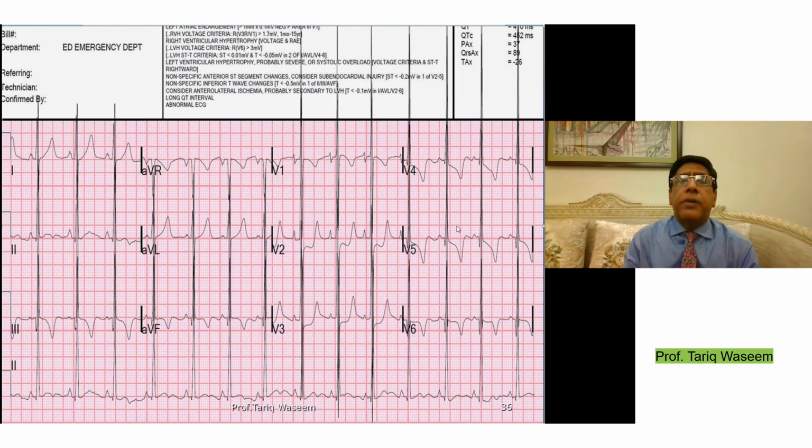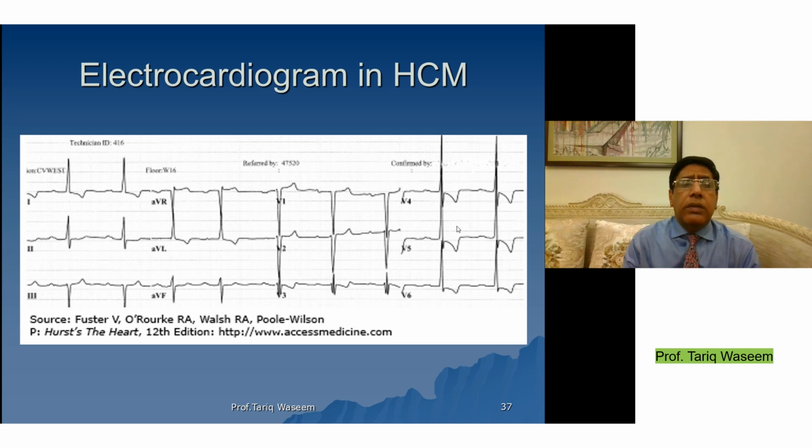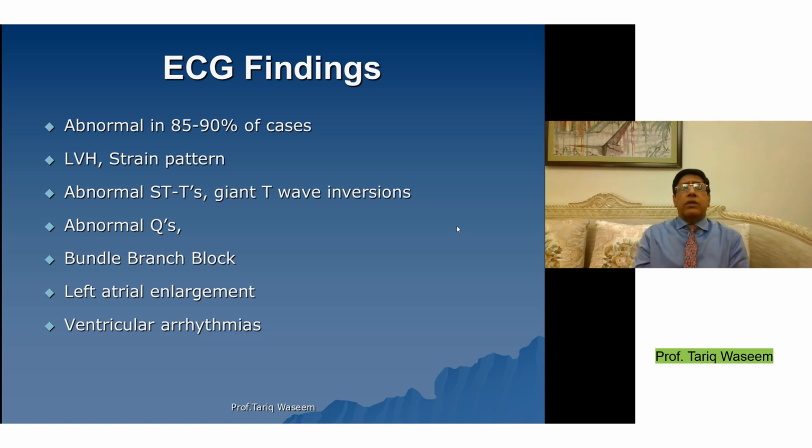This is another example of a patient with hypertrophic cardiomyopathy, and then there can be, as I said, various types of ST-T changes along with it. So regarding the findings on ECG in these patients, they may have nothing on ECG in 10 to 15% of patients, but almost 85 to 90% of these patients do have some abnormality on ECG, which can be in the form of a left ventricular hypertrophy pattern or a strain pattern, abnormal ST-T changes, deep T wave inversions, abnormal Q waves. They may show bundle branch block. There may be evidence of left atrial enlargement, and there may be ventricular arrhythmias associated with it.